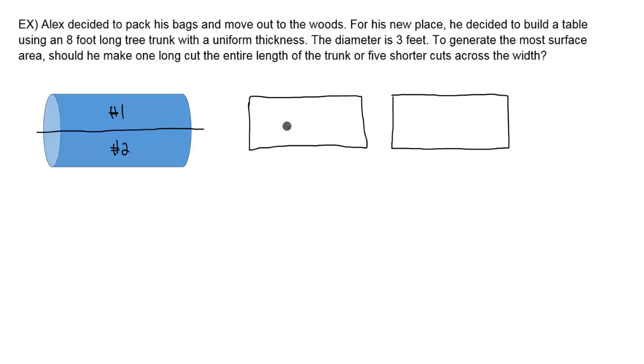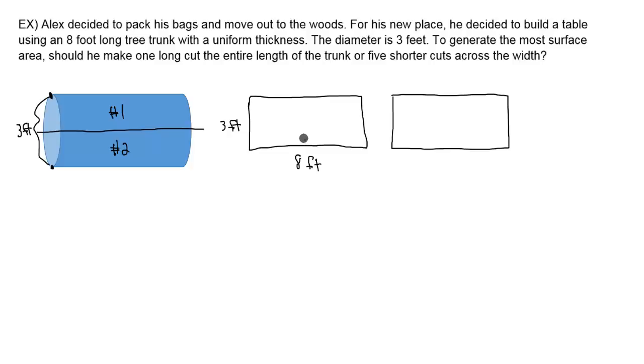Now we want to figure out the surface area. Well, the tree trunk that we started with was 8 feet long. So from this point to this point, we could say that that's going to be 8 feet. And then the tree trunk also had a diameter of 3 feet. So from this point to this point, that's going to be a total of 3 feet. All right, so then from this part to this part, we could say that that's going to be 3 feet as well. So now we have to come up with the surface area for this rectangle.